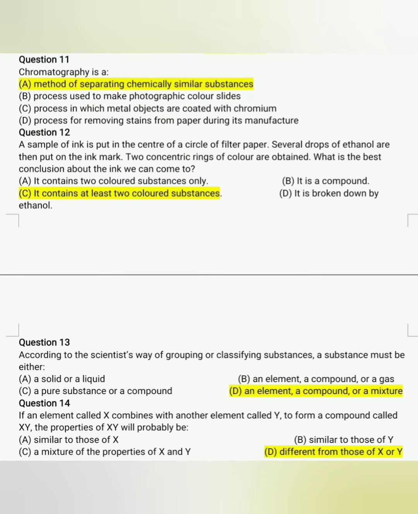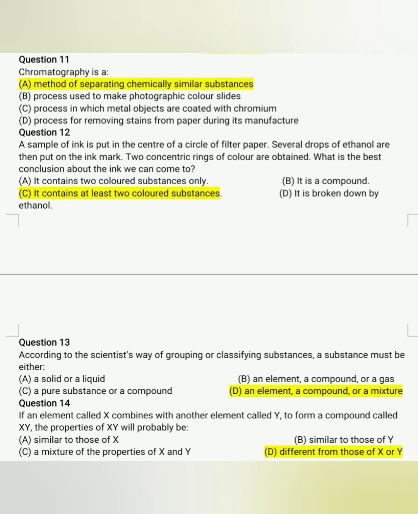Now MCQ 11, chromatography is the correct answer. It is a method of separating chemically similar substances, as we did with the ink drops, and we have separated the ink components. Okay, question number 12 is, a sample of ink is put in the center of the filter paper. Several drops of ethanol are then put on the mark. 2 concentric rings of color are obtained. The best conclusion is C. It contains at least 2 colored substances.